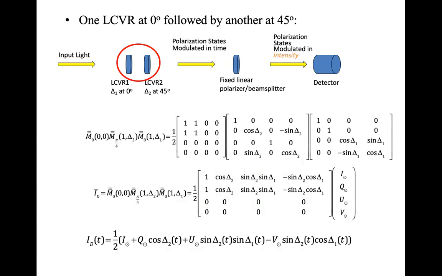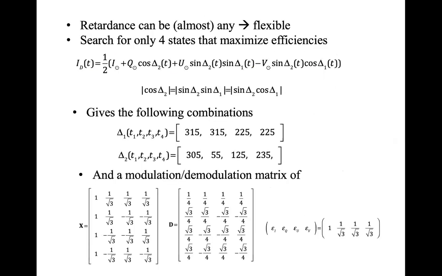And the first thing you do is to say, okay, what happened? How can I make sure I modulate the same for Q, U, and V? You take this amplitude, make it equal to this, and make it equal to this. You get two equations. You solve for the values of delta 2 and delta 1. You get these combinations that will make the amplitudes the same. And you have this. Your modulation matrix is the same. By definition, you force it.